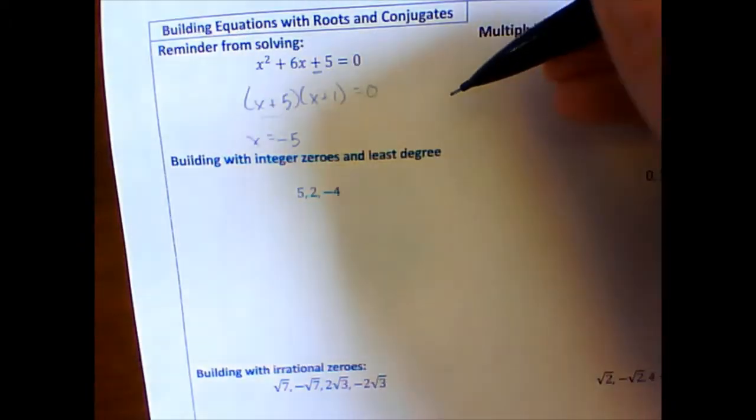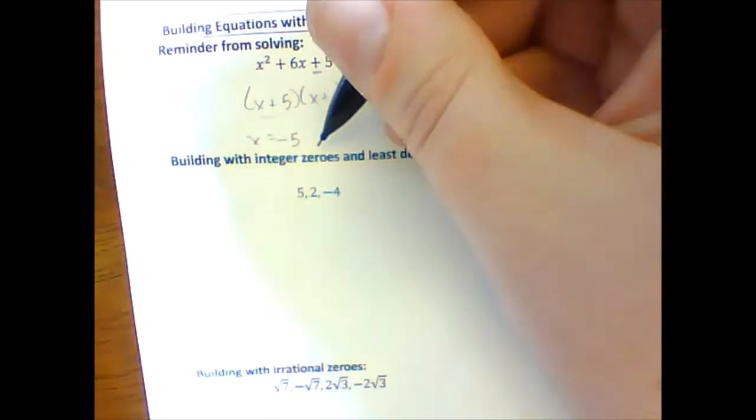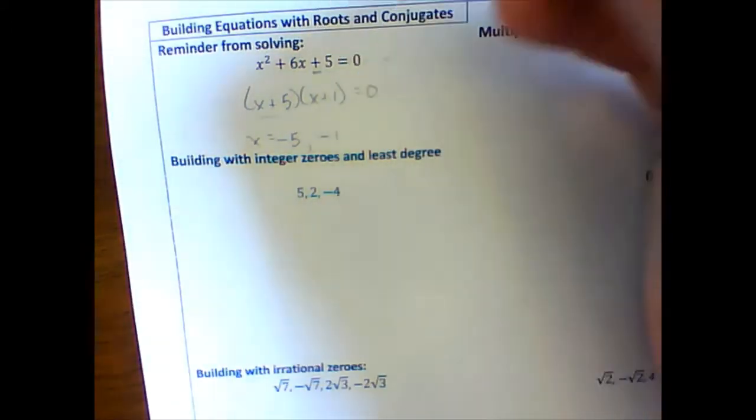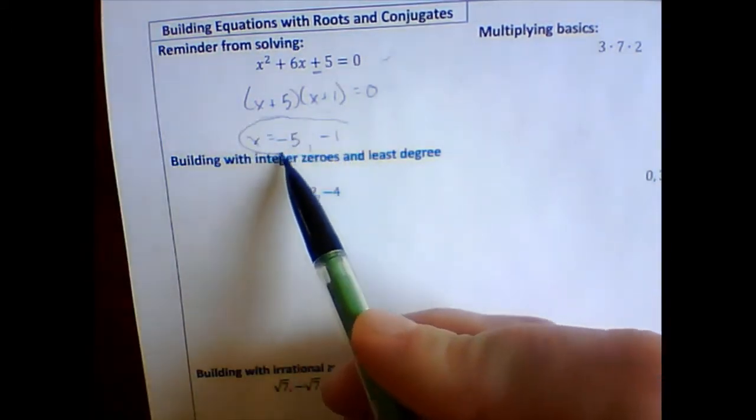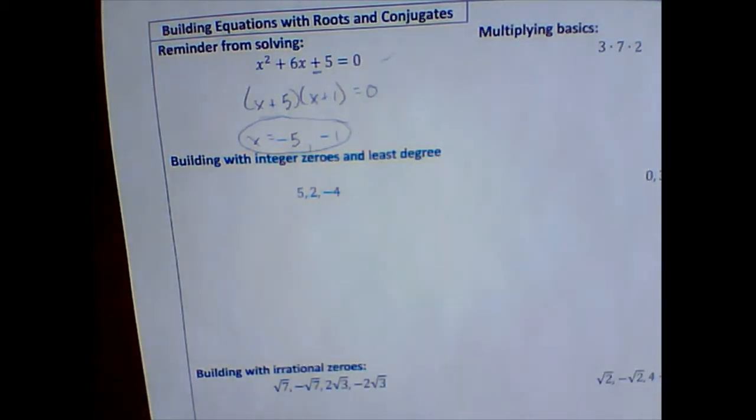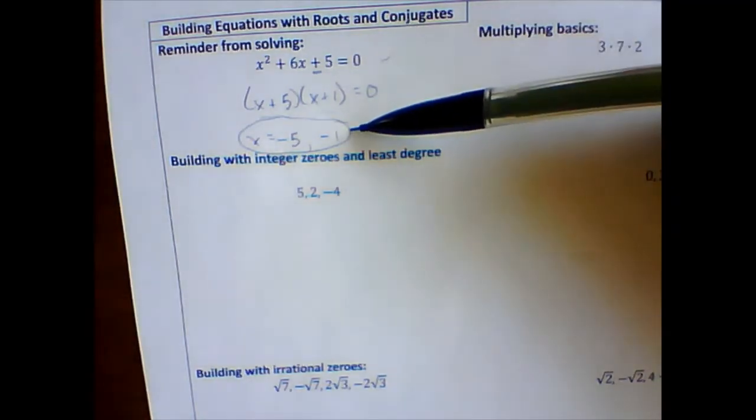Now there's a second option for an answer, and that comes from the other parenthesis. We do the same thing. Whatever's in there, we're going to pull out the opposite, and that's the answer. So we now know what x equals. It equals negative 5 and negative 1.